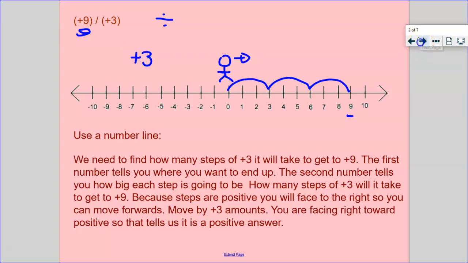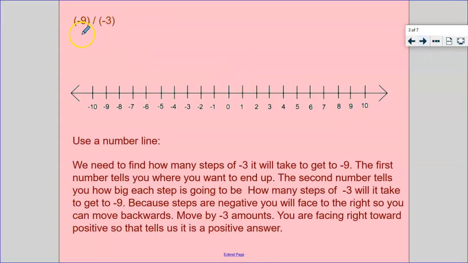Okay, let's do another one. Here we have negative 9 divided by negative 3, so we want to know how many steps of negative 3 it'll take us to end up here at negative 9. The first number tells you where you want to end up. The second number tells you how big each step is going to be. So this says how many steps of negative 3 will it take you to get to negative 9?